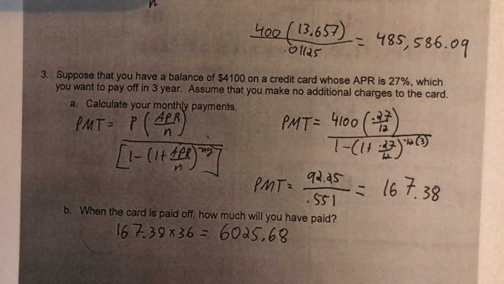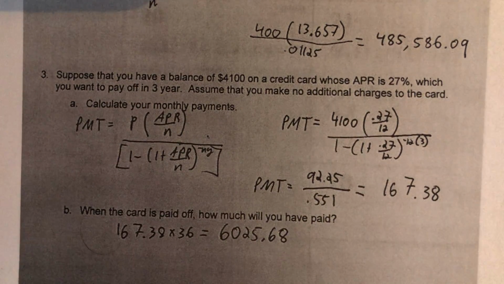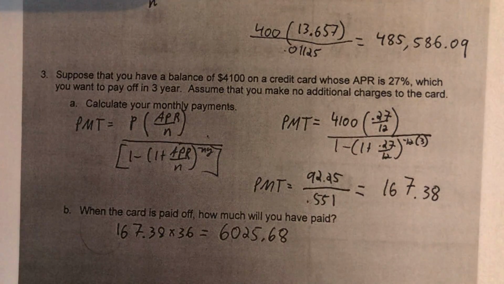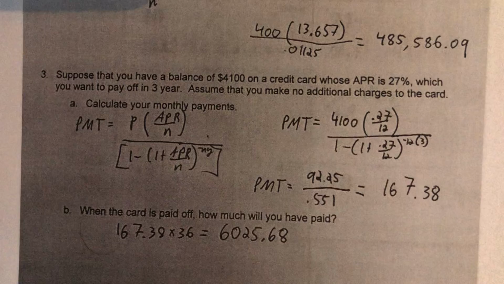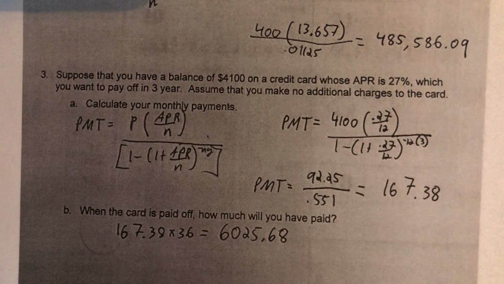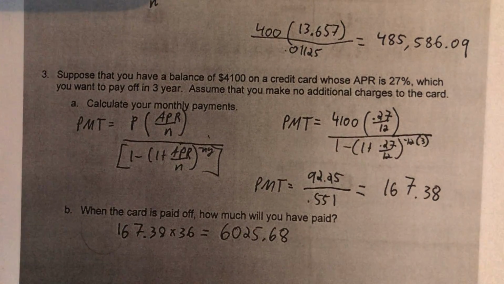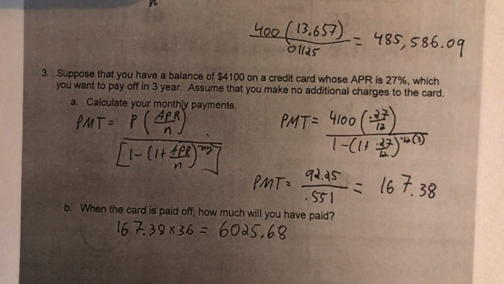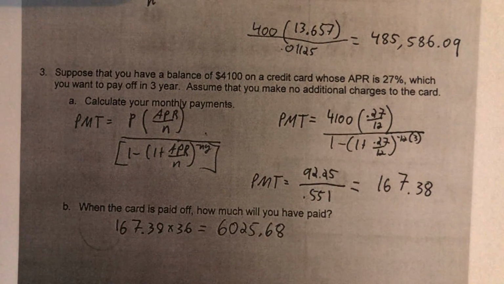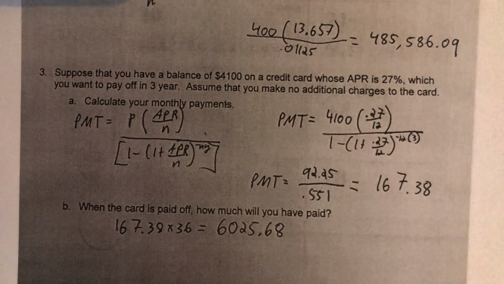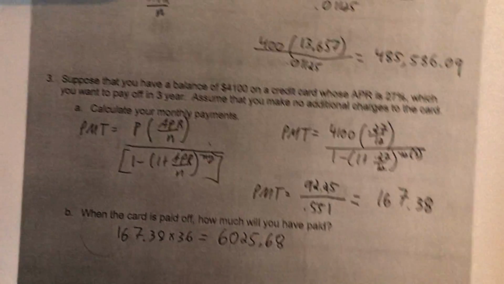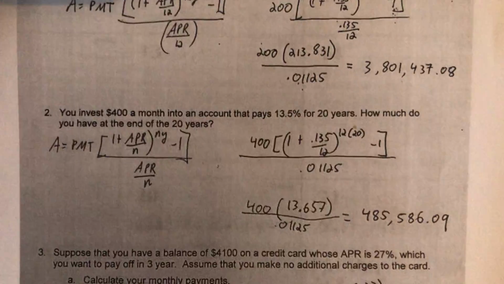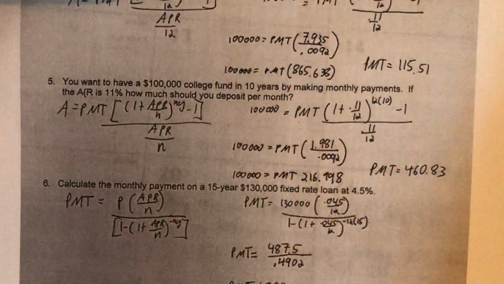All right, so when you pay it off, how much have you paid? Well, you're going to pay once a month for 3 years, so that's 36 payments. So $167.38 times 36 is $6,025.68. That is what you would have paid off on a $4,100 credit card bill. So just under $2,000 in interest.